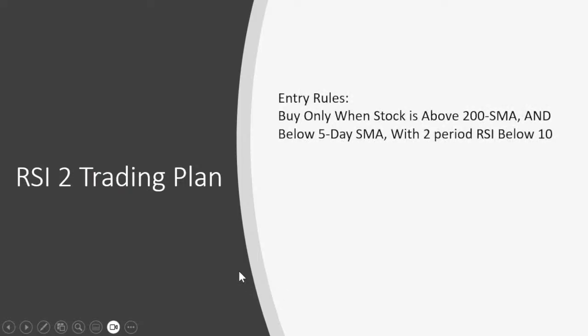Okay? Let's take a look at what this trading plan looks like written down on paper. You really always want to write down your trading plan. It needs to consist of your buy and sell signals. So the entry rules are you buy only when the stock is above the 200-day moving average and below the 5-day simple moving average with the 2-period RSI below 10. And here's the kicker, a little unusual.